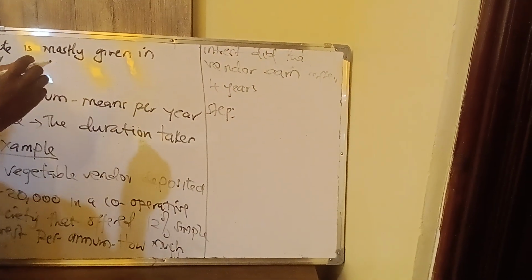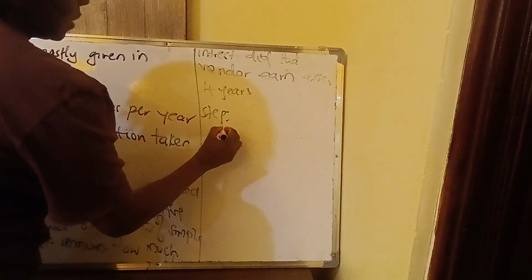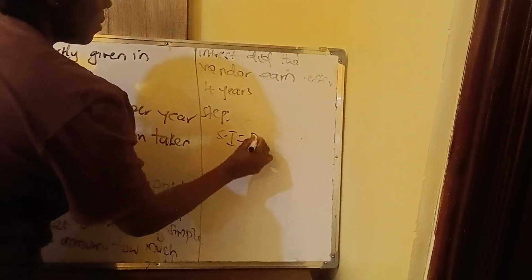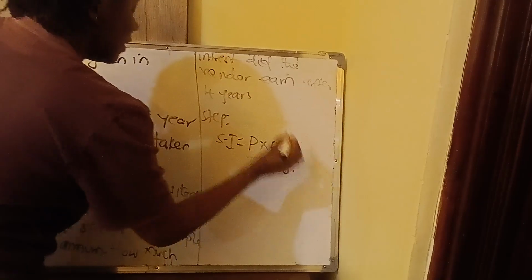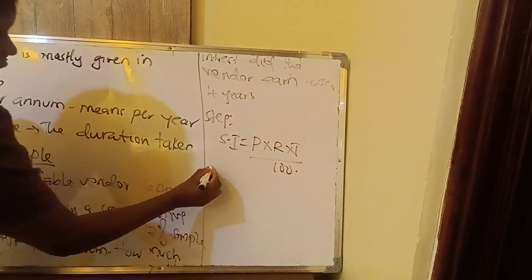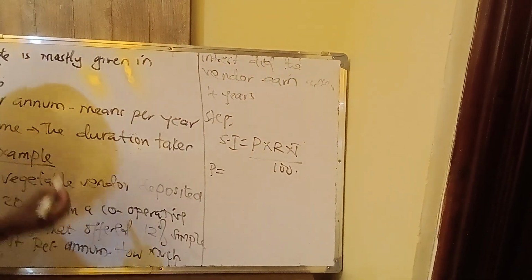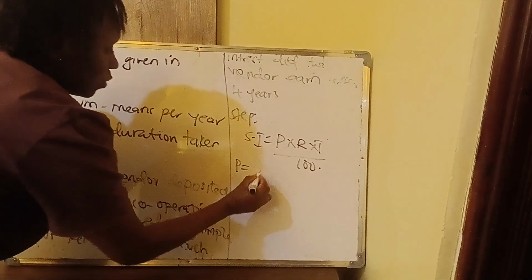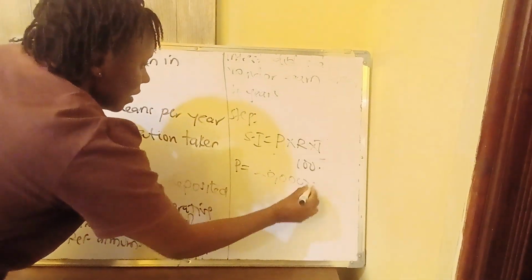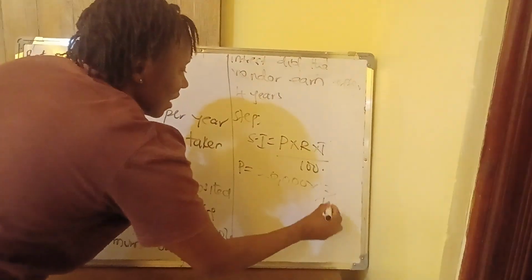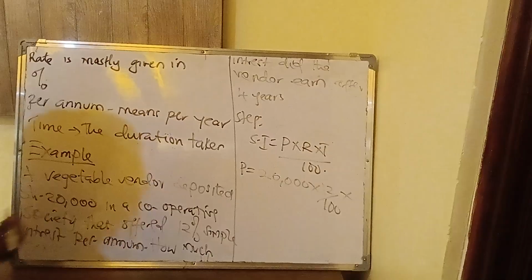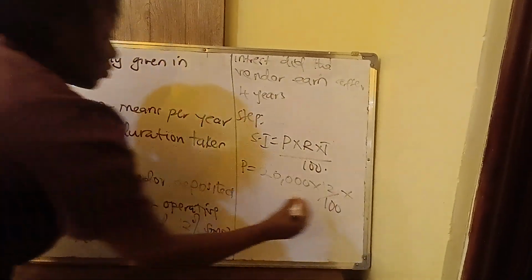Step 1, you write what? You write the formula of getting simple interest, which is given by principal times rate times time over 100. Are we together? So we have the principal, which is the amount that was deposited, which is 20,000 times the rate. The rate is given in terms of 12%, which means 12 over 100, and then times the number of years, which is what?